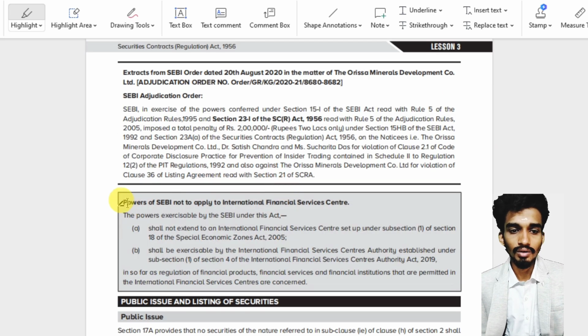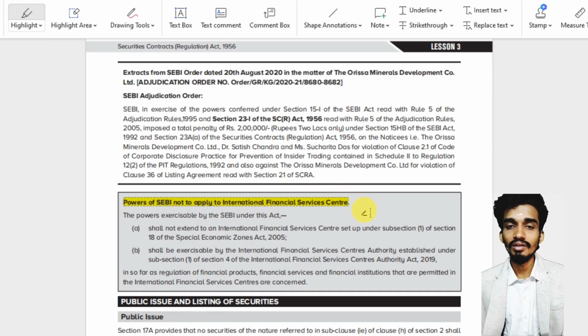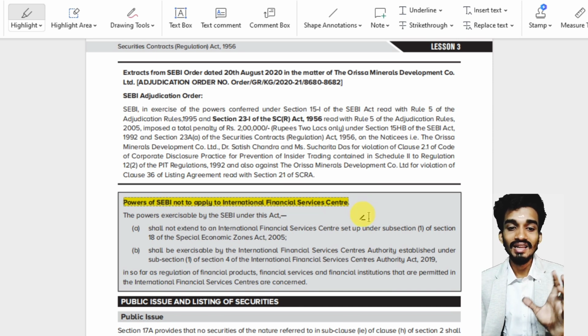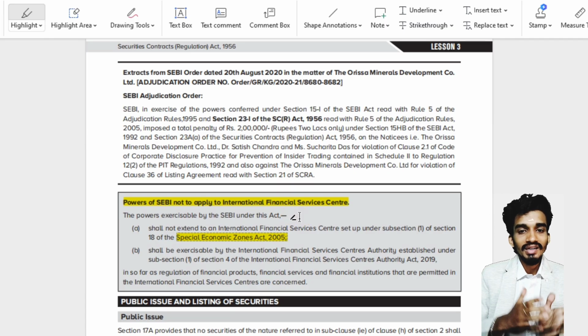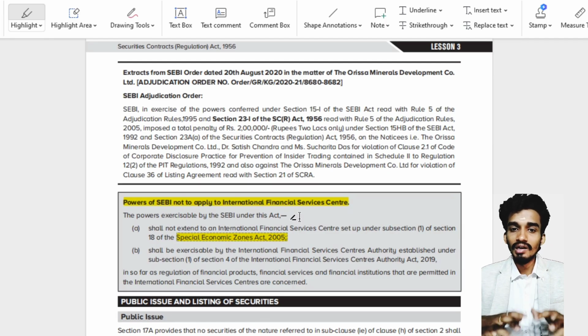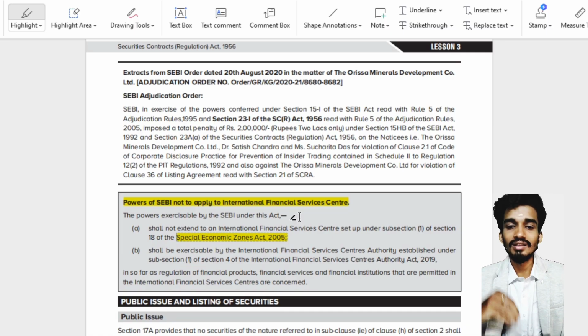Next, this is important: the powers of SEBI do not apply to the IFSC, the International Financial Service Center. The International Financial Service Center is in an SEZ, a Special Economic Zone. A Special Economic Zone is a place where, for the purpose of taxation and rules and regulations, it is considered as another country. It is not a part of India. It is considered a foreign territory.